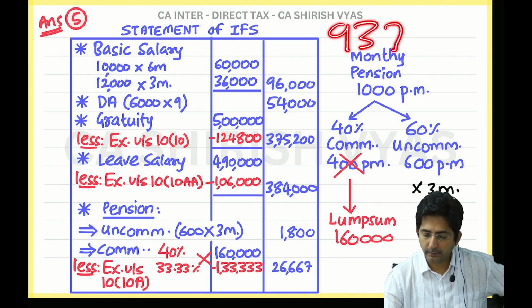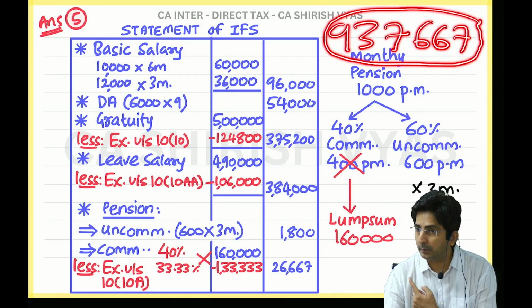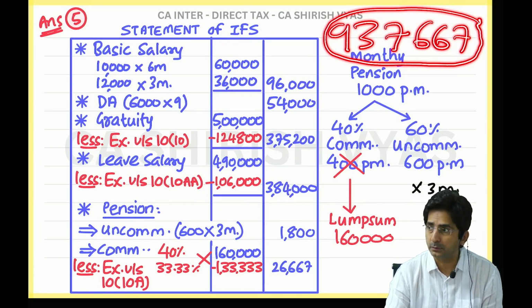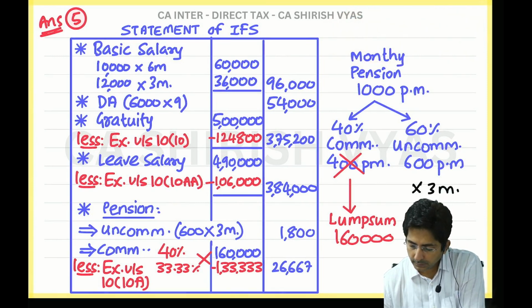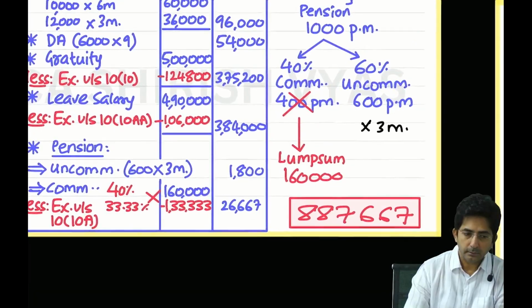Okay, 9,37,667. Then don't forget the standard deduction. 50,000 standard deduction. This is gross salary, 9,37,667 is the gross salary. Less deduction under section 16. Standard deduction 50,000, that always comes. Entertainment allowance, profession tax, not there. So then what is the final answer? Yes, 8,87,667. This is the final answer.